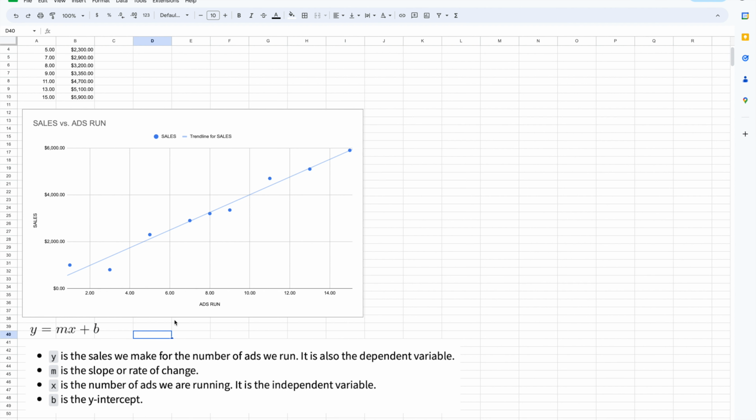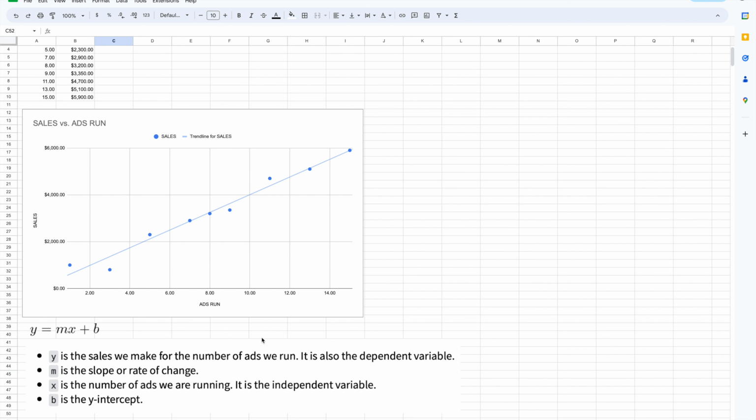equation? So if the y-intercept was a bigger number, let's say 10,000, then the line would start all the way up here. If the y-intercept was 1,000, which is where it is, that's exactly where it would touch the y-axis. So that's basically the y-intercept.